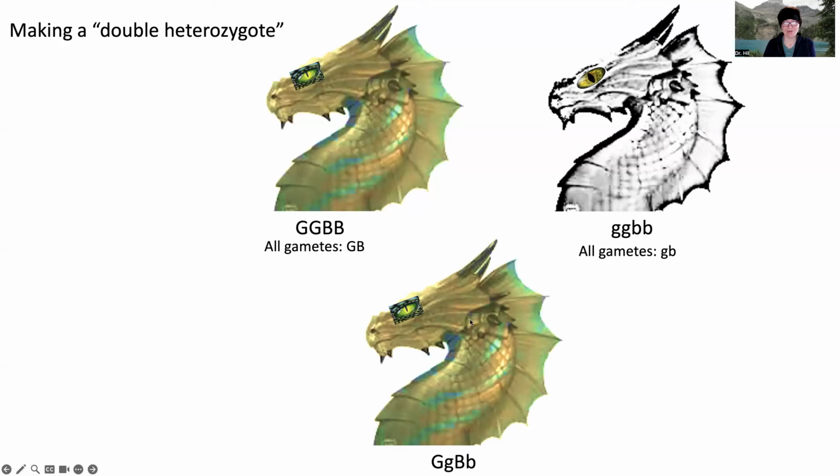And so now we have this dragon that's a quote unquote double heterozygote. It just means that at the eye color gene, there's two alleles. One is big G, one's little g. And one is big B and one is little b at the skin color locus.